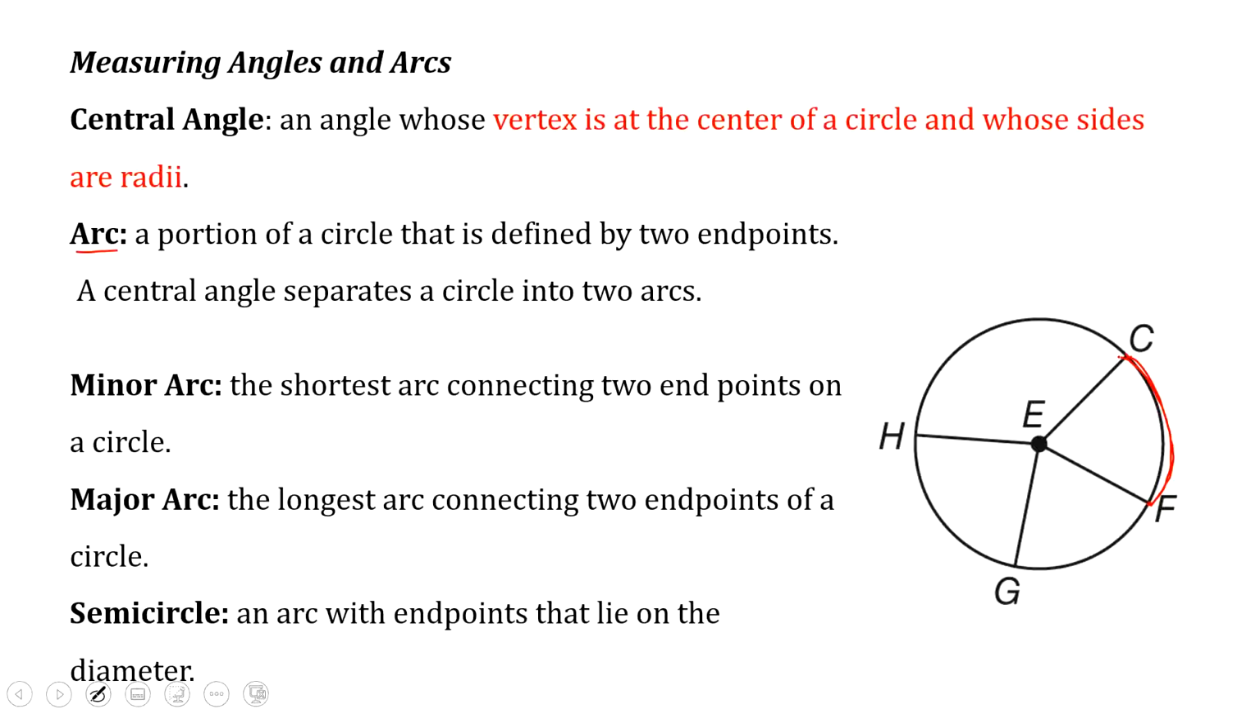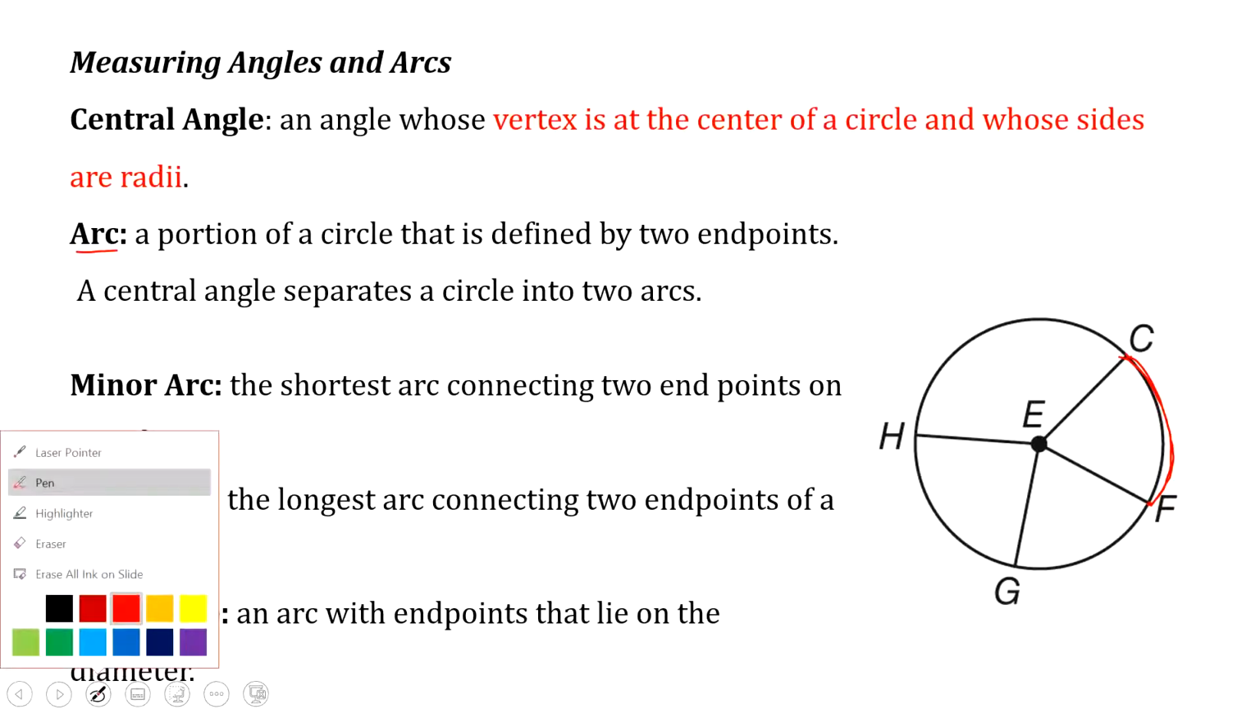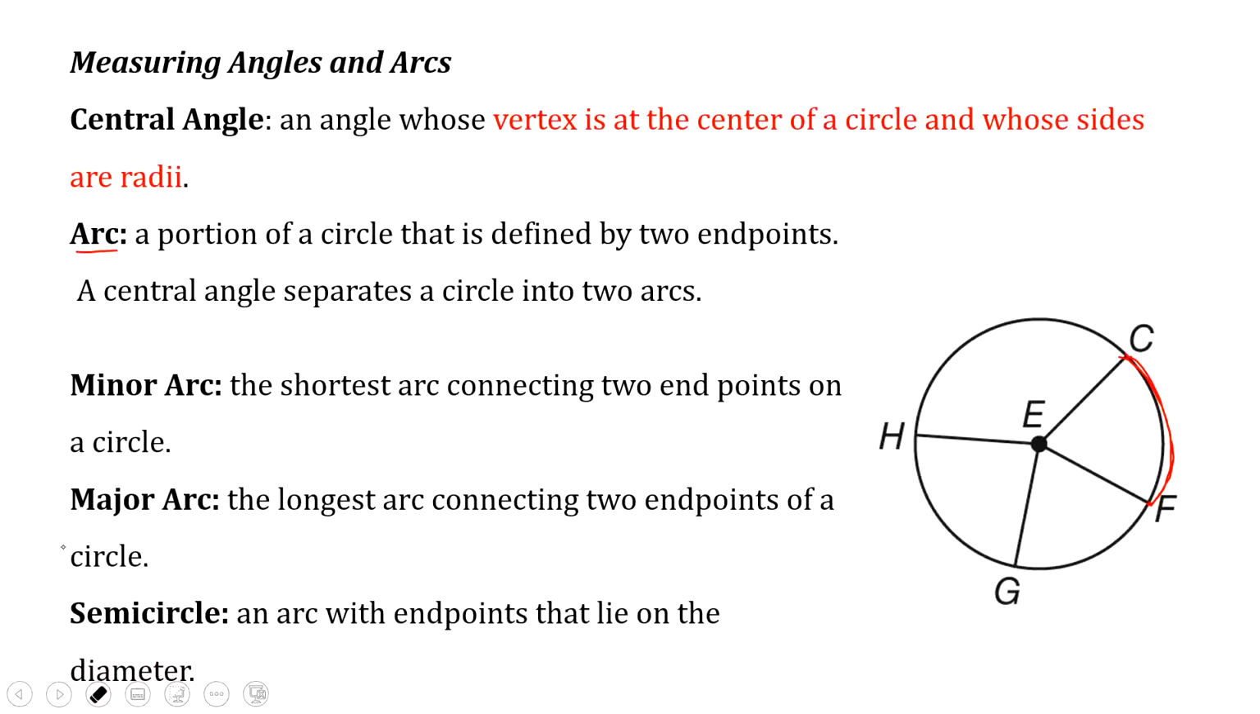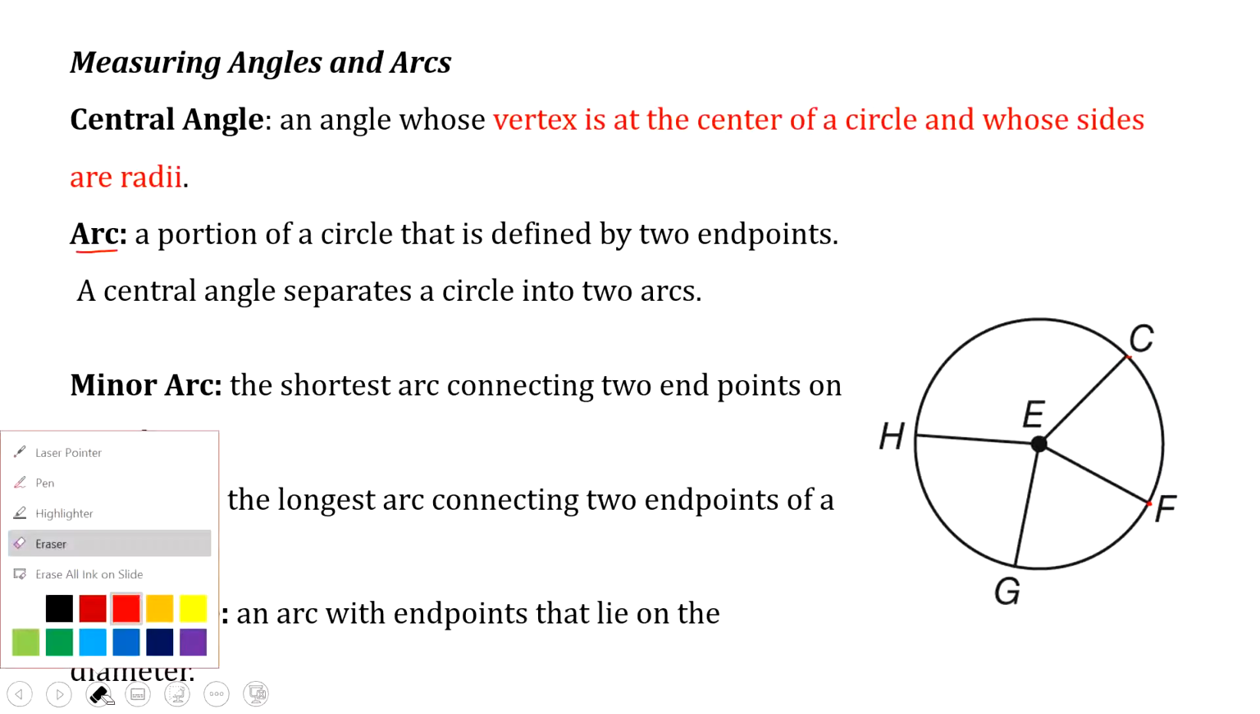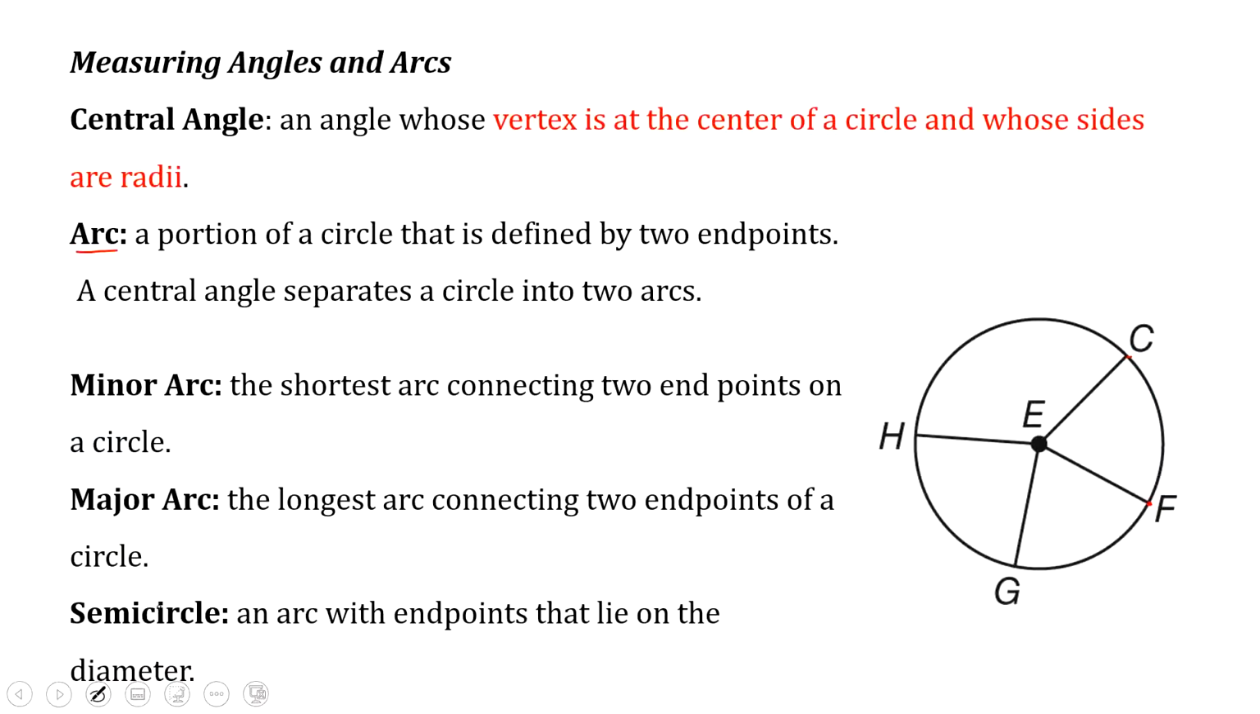Remember, there are 2 types of arcs. There's a minor arc, which is the shortest arc connecting 2 endpoints on a circle. So if we look at arc C, I'm going to change my setup here. I'm going to erase what's there and do some stuff in highlighter. So we're going to talk about arc CF.